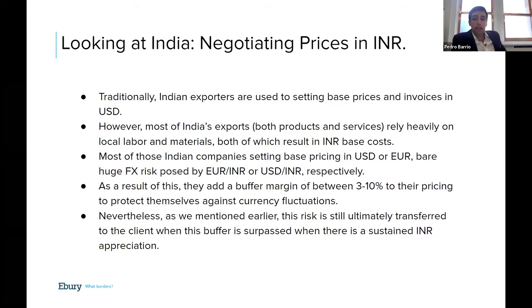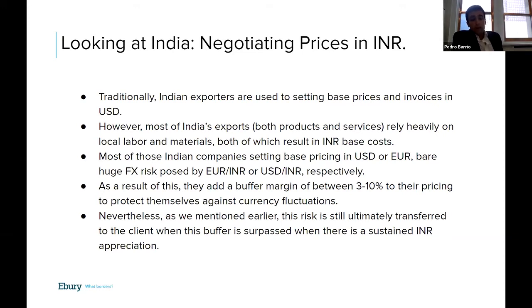Most of these Indian companies are used to setting prices in USD and Euro, as we were mentioning, but by doing so, they bear a huge FX risk posed by both currencies when converted back to INR. So as a result of this, as we were mentioning before with the case of China, they tend to add buffer margins when they do price in USD. So just to protect them against any specific currency fluctuations, which as I'm sure Anand will also mention in a minute, are in the case of India quite large and important when they do happen.